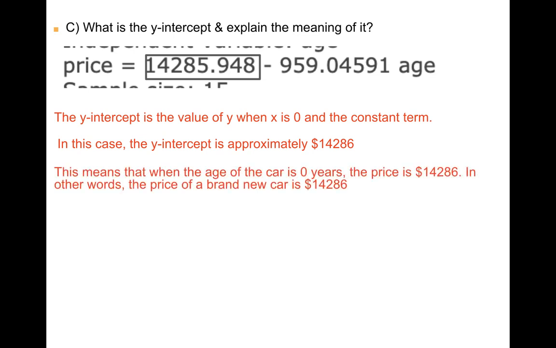y-intercept. Okay, so this means that when the age of the car is 0 years old, the price is $14,286. Okay? In other words, the price of a brand new car is $14,286. Okay? If a car is 0 years old, that means it's brand new.